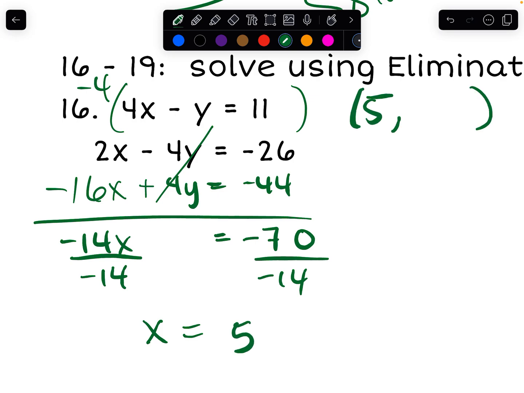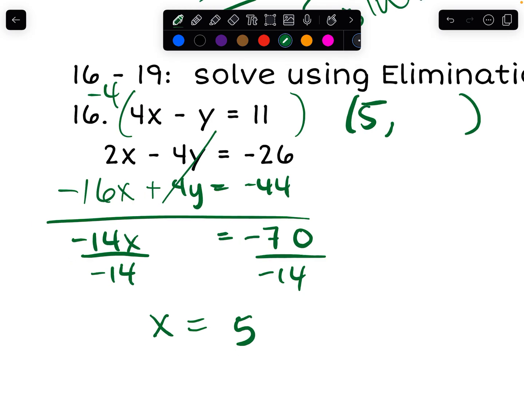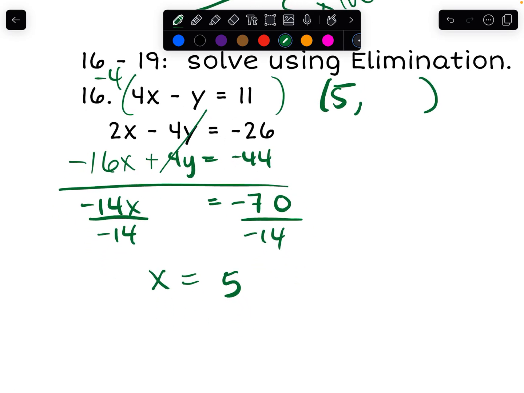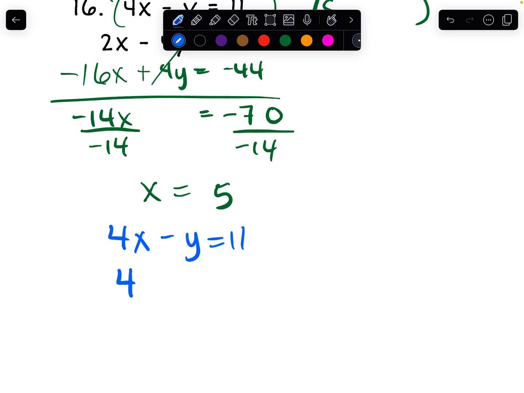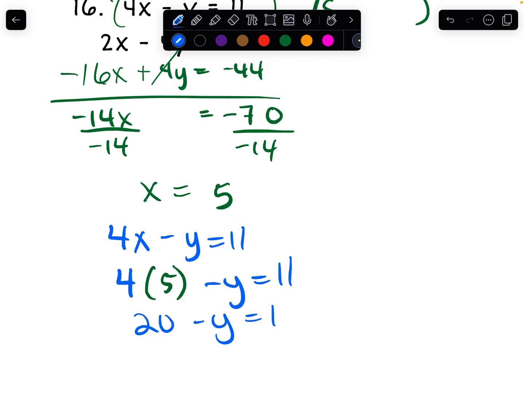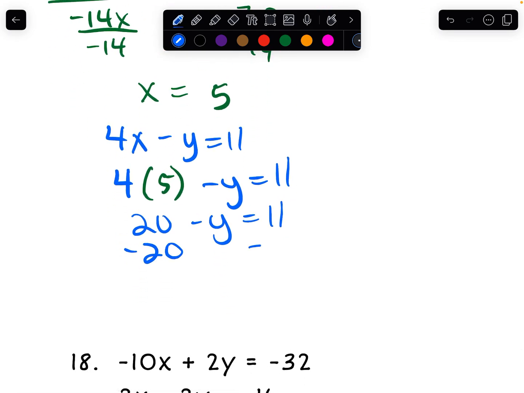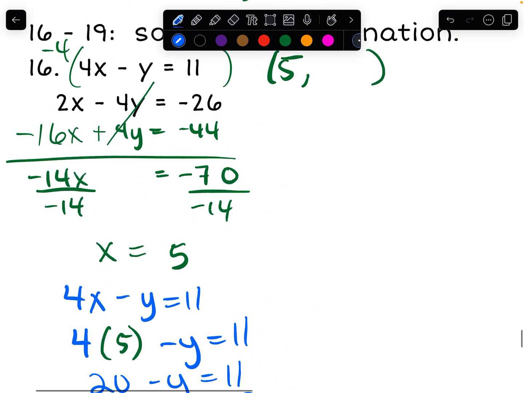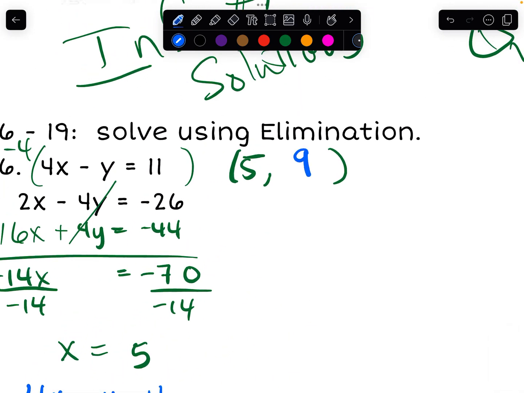Now I need to find the y value. So I'm going to plug it back in. I think the first equation: 4x minus y equals 11. I'm going to replace the x with 5: 4 times 5 minus y equals 11. So 20 minus y equals 11. I'm going to subtract 20 from both sides. I get -y equals -9, divide by -1, and we get y equals 9. So where they run into each other is at the point (5, 9).